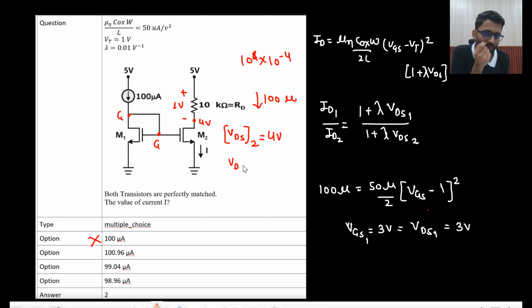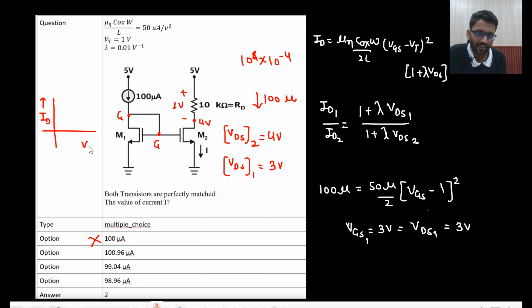And what is your VDS of 1? VDS of 1 is 3 volt. So if your VDS of 1 is 3 volt, at that time your VGS is the same. Okay. Now I am drawing the ID versus VDS curve. This is how the ID versus VDS curve will go for lambda not equal to 0.